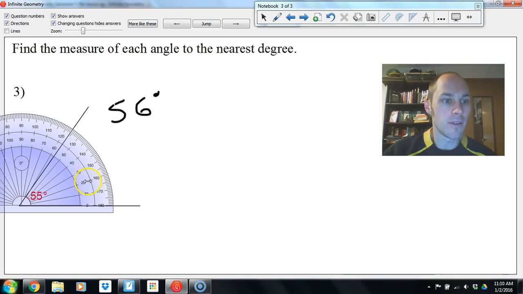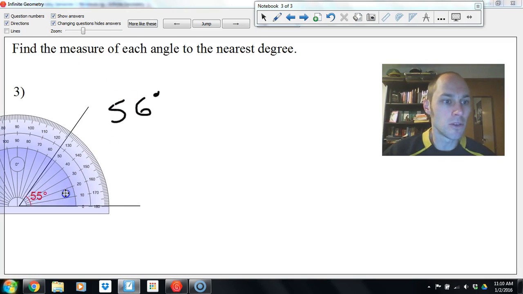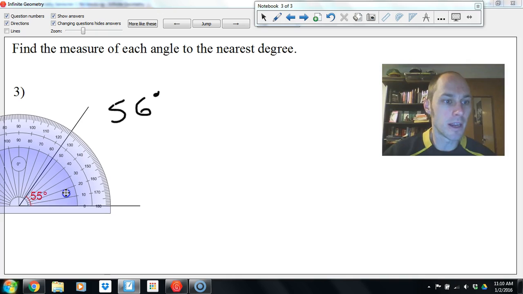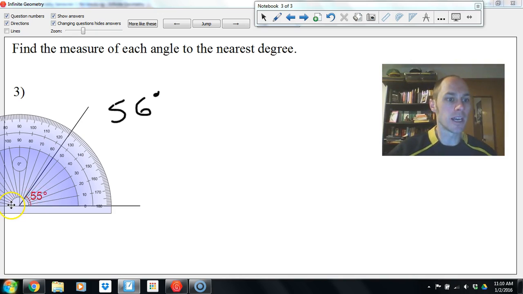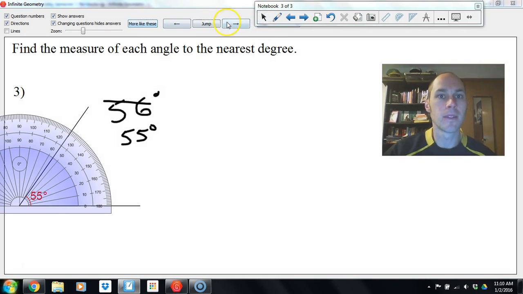Well, let's see what they had. They had 55. You might be off a degree or two depending on how accurate your protractor is. If I would have lined it up properly, making sure to get the vertex right there on the point, it would have been closer to 55. So yeah, 55 is probably the better answer. Okay, but if you're off a degree or two, it's not a big deal.